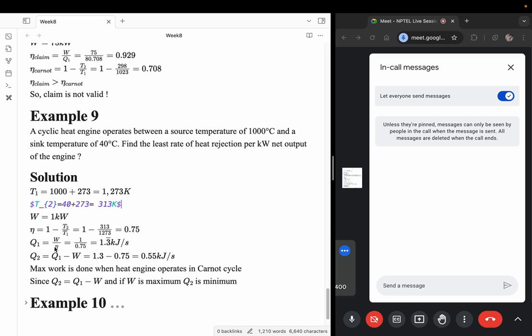Suppose you're operating and there are any irreversibilities, then this eta will decrease. So eta will decrease, so Q1 will increase and Q2 will increase. So you can see that the maximum possible efficiency will give you the minimum value of Q1, which will give you the minimum value of rejection. All of this is assuming that your work done is constant and only your eta is changing in some way. If your work is also changing, then you cannot standardize these things.